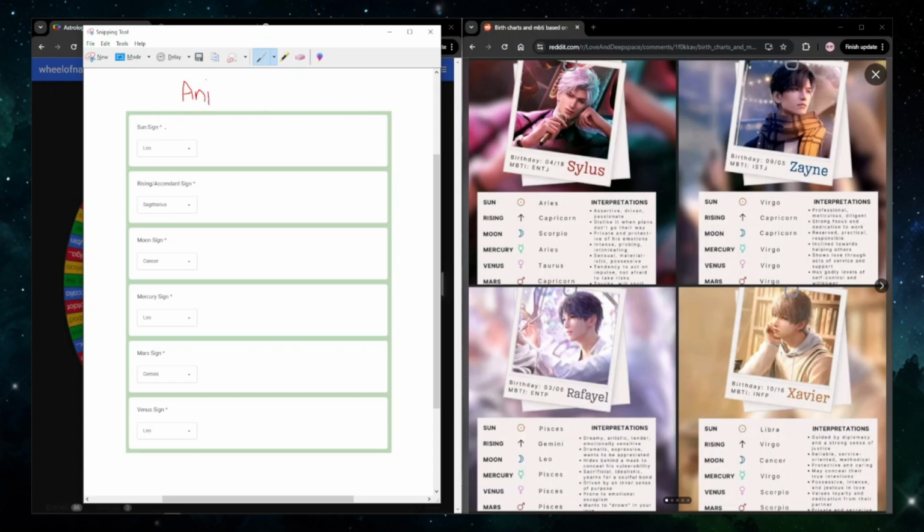Okay, so sun sign Leo, rising ascendant is in Sagittarius, moon sign is in Cancer. Interesting. Mercury sign in Leo, Mars is in Gemini, and Venus sign in Leo. Interesting. Okay, so you have quite a lot of fire in your chart as well. So my go-to for this kind of situation is pairing you up with Silas or Xavier.